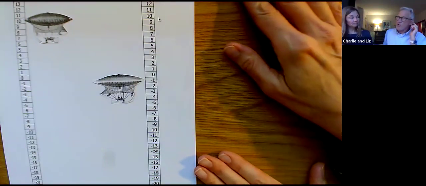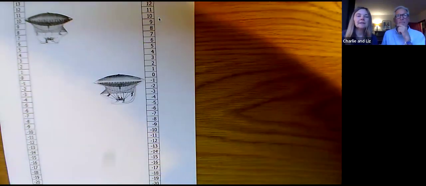I was going to mention very quickly tree diagrams. Shall we stop sharing? Yeah.